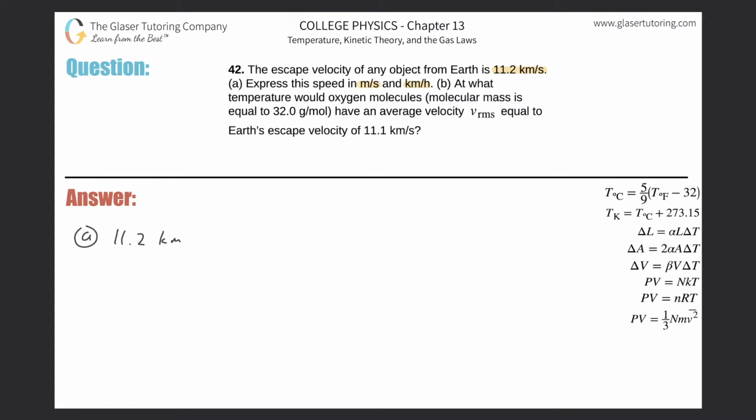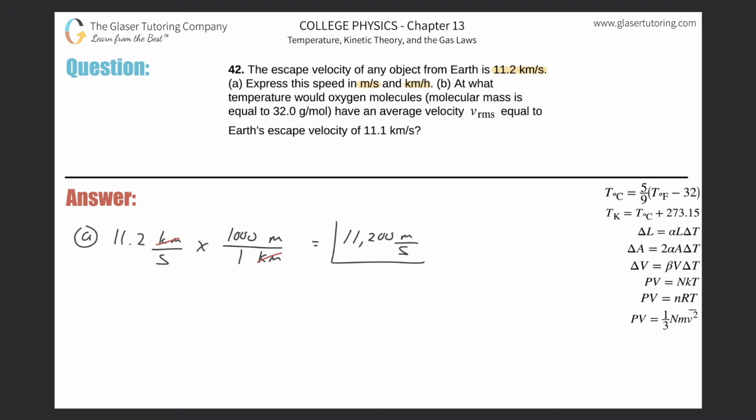11.2, we have to convert kilometers per second into meters per second first. So kilometers has to cancel, so they go on the bottom, meters on the top. In 1 kilometer, there are 1,000 meters. Notice how the kilometers will beautifully cancel, and now we are left with meters per second, right? So this just works out to be 11,200 meters per second.